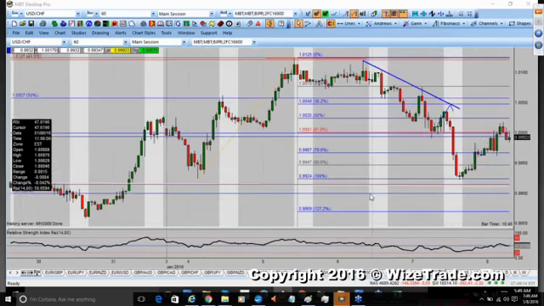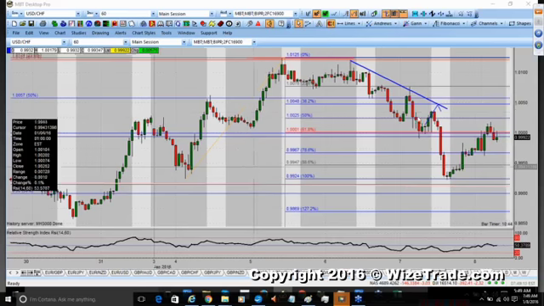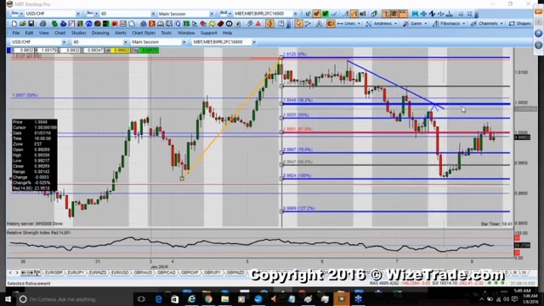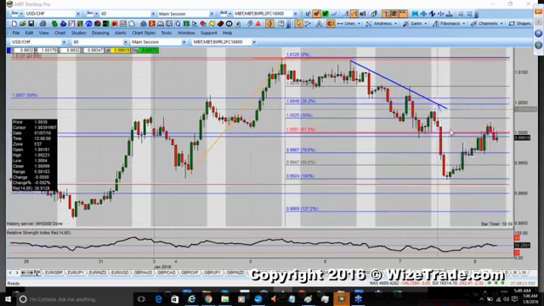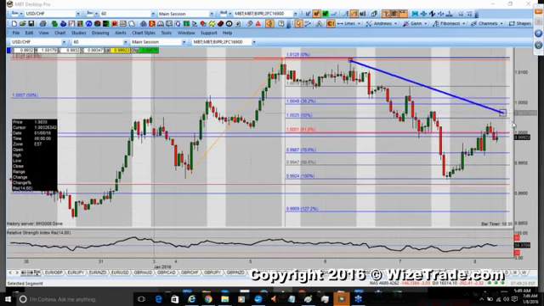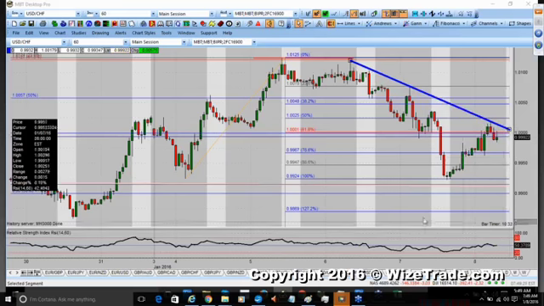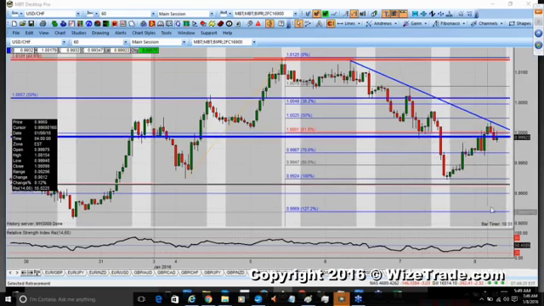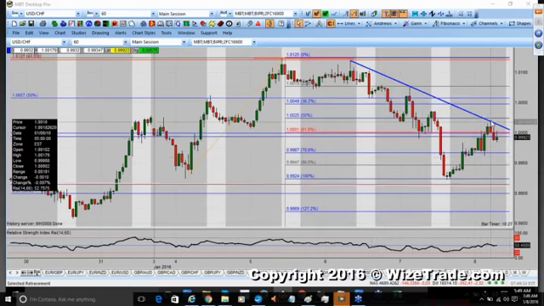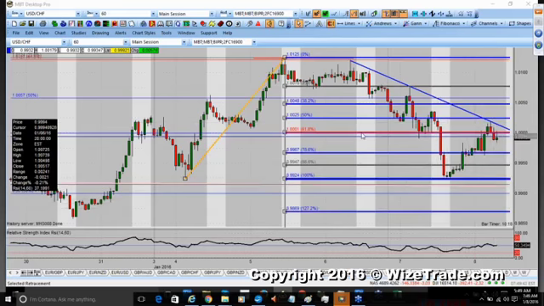So what's happened is the Swissy has been rejecting at some pretty key resistance, and even this morning it did. It's right here. Now, this is your hourly chart. We know that 1.0020 is very strong resistance, and strong support is right here.